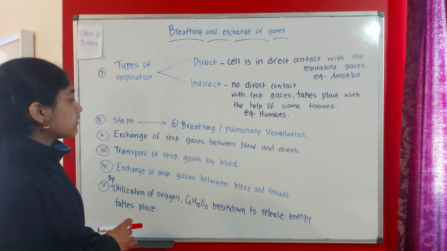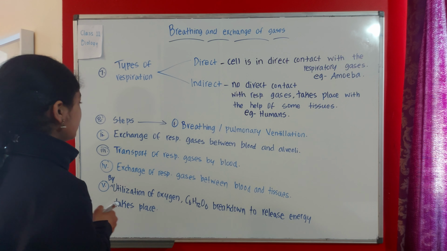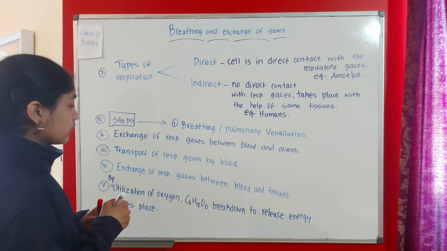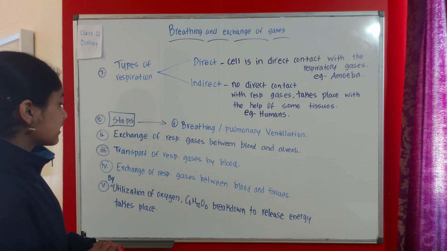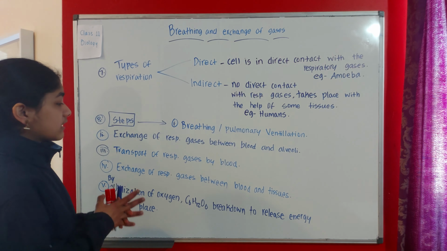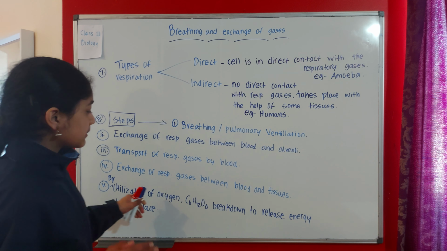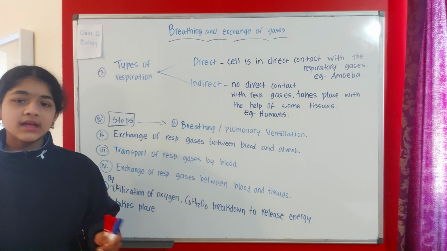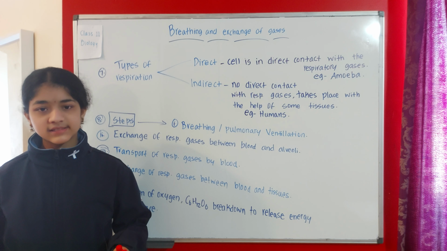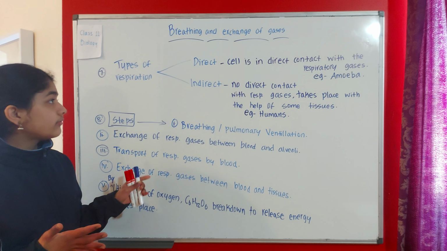So here we have taken a look at the 5 steps which are involved in the process of respiration. The first one is breathing or pulmonary ventilation. The second one is exchange of respiratory gases between blood and alveoli. Then the transport of respiratory gases by blood takes place. And then there is exchange of respiratory gases between the blood and the tissues. And then by utilizing the oxygen, glucose breaks down to release energy. So these are the 5 steps of respiration.